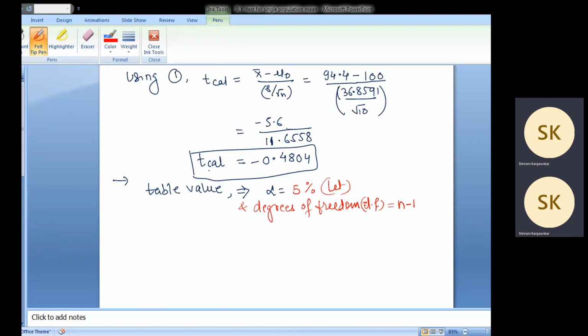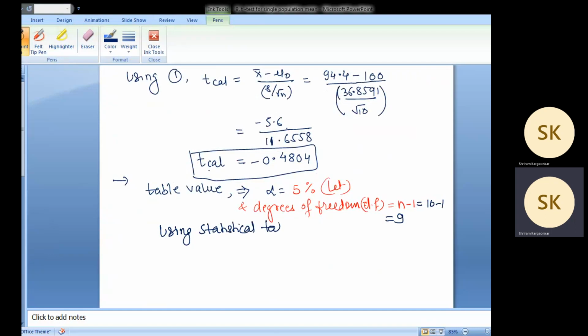It is for one variant data. For one way data, it is n minus 1, where n is the number of observations. So it is 10 minus 1. So degrees of freedom here is 9. Okay. So now you can easily get it from the statistical table for the t distribution.